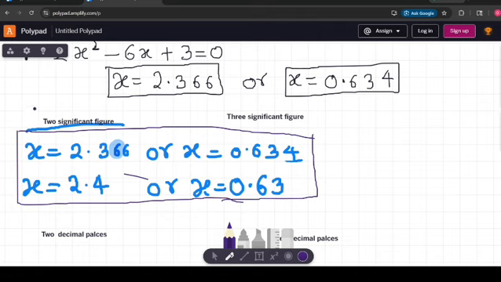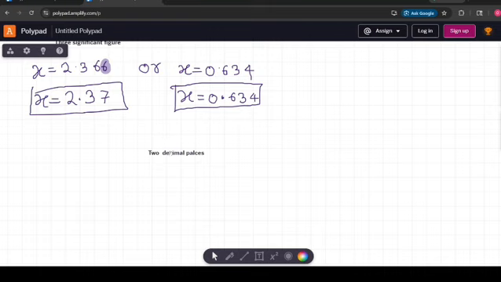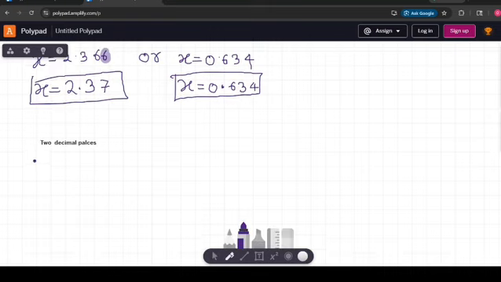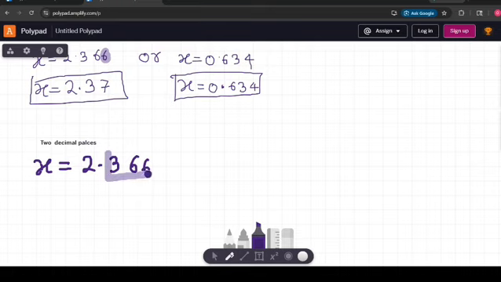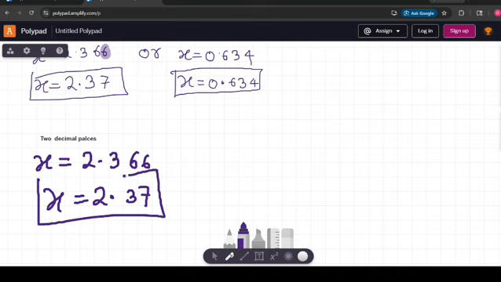Now going ahead with two decimal places. For two decimal places, I want the two digits after the decimal. So for x is equal to 2.366, I will consider three digits after the decimal, that is 366. Now the third digit after the decimal is 6, which is greater than 5 again. So we will round up the number and it will be x is equal to 2.37.